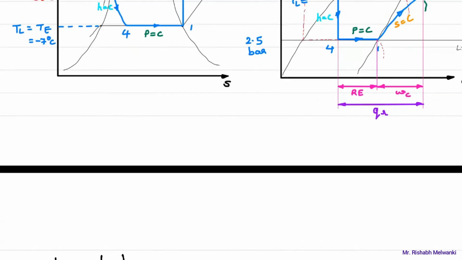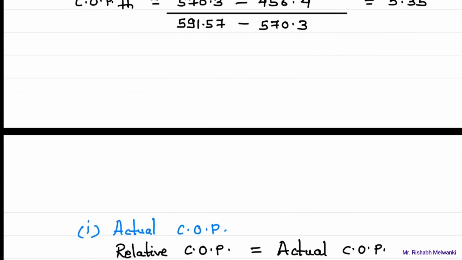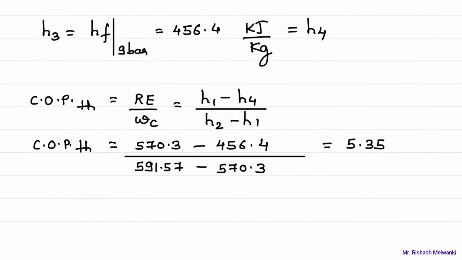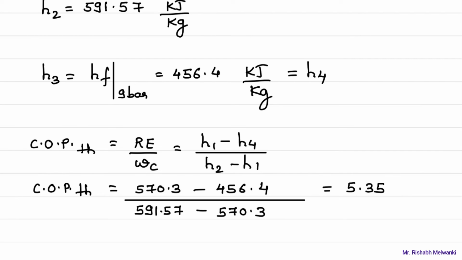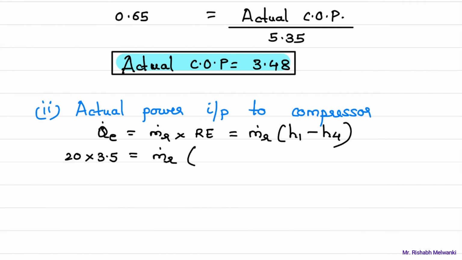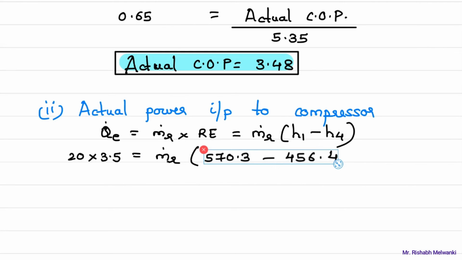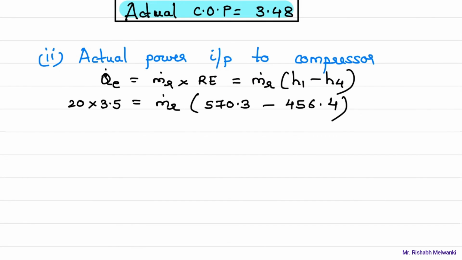So m dot r we have to find. So Q dot E is 20 TR, right? So 20 into 3.5 equals mass flow rate of refrigerant into H1 minus H4. What is the value of H1 and H4? We'll take the values from here. These are the values. So calculate and give me the answer of mass flow rate of refrigerant. So m dot r, mass flow rate of refrigerant, is how much?